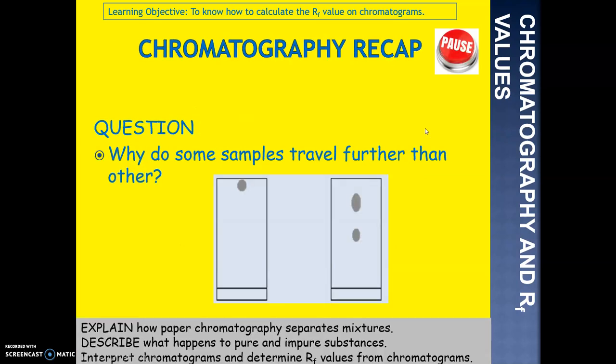Okay, so just a bit of a recap, chromatography. So why do some samples travel further than the others? I just wanted you to, as a starter, jot this down on a piece of paper or in your book to answer the question, why do some samples travel further than others? Use a diagram to help you as well. 1 minute, go.